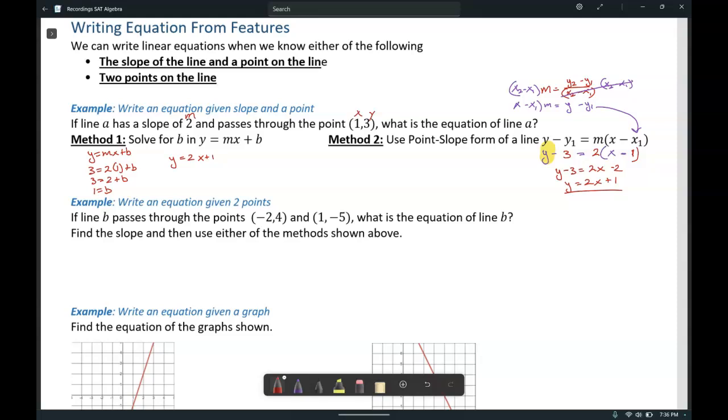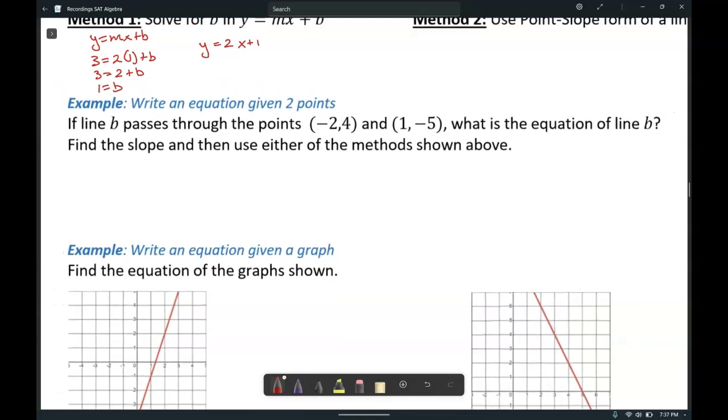Now, given 2 points, if a line B passes through the given points, what is the equation of line B? Generally, with this case, we're going to want to find the slope first and then use either of the 2 methods that are shown above. So we'll start by finding our slope, y2 minus y1 over x2 minus x1. So we get a slope of negative 9 over 3, which is negative 3. And then I'm going to go ahead and use point-slope form again. y minus y1 equals m times x minus x1.